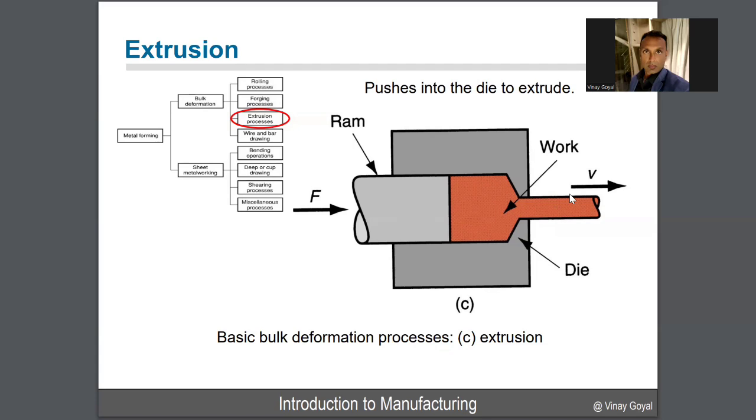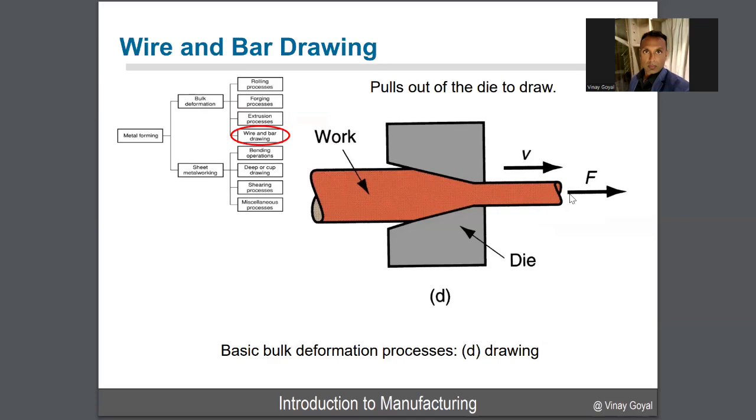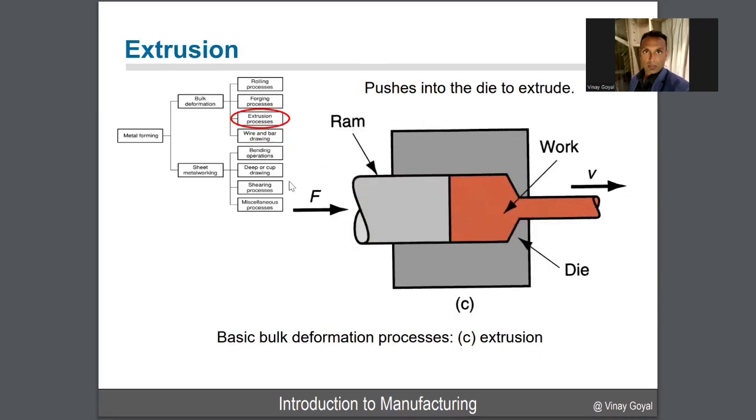And some of these we see in polymers too, to some extent. The wire and bar drawing is very similar to the extrusion, except here I don't have a ram. I have the work material, and the work material is pulled instead of pushed, and that's going to allow me to pull the material through the die at some velocity, and that's called drawing because I'm pulling it rather than pushing it.